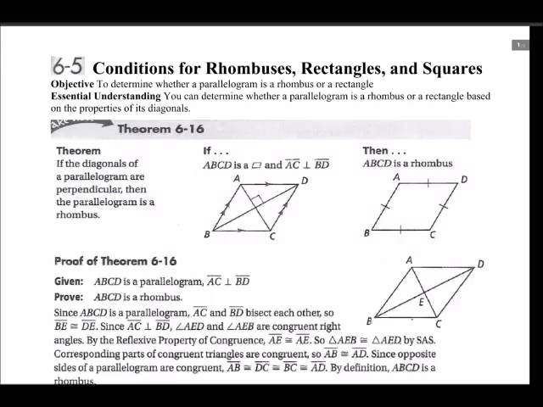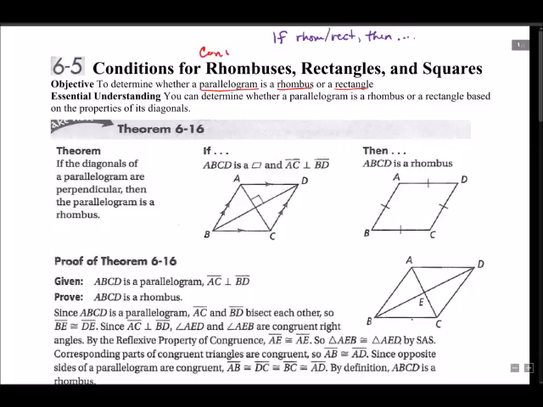6.5 Conditions for rhombuses, rectangles, and squares. The objective in this lesson is to decide if a parallelogram is a rhombus or a rectangle. This sounds really familiar. If you remember, in 6.4, we said if you have a rhombus or a rectangle, then special things happened.